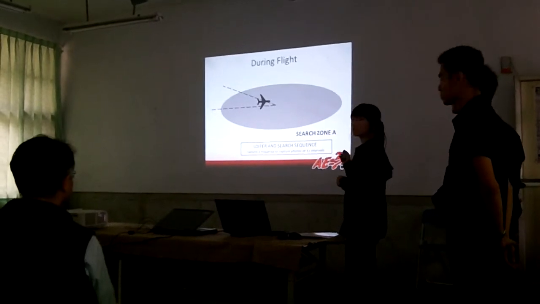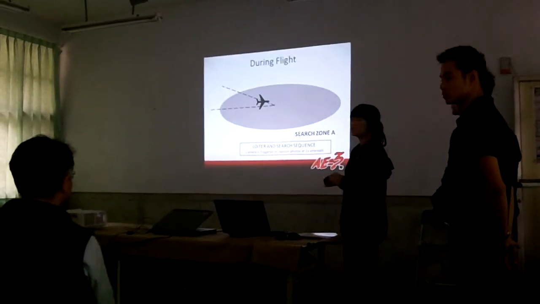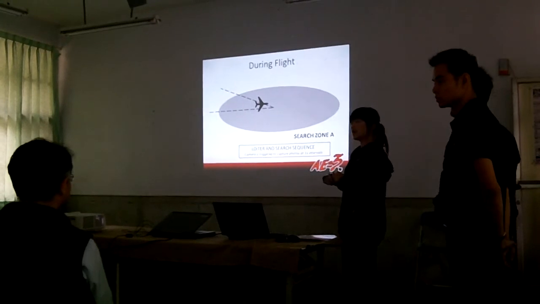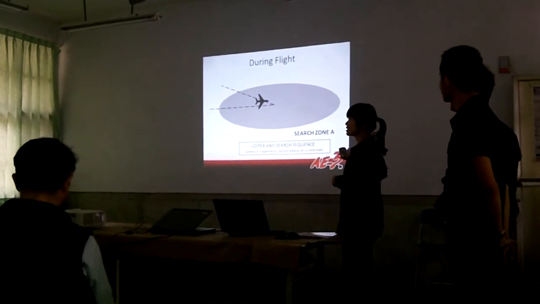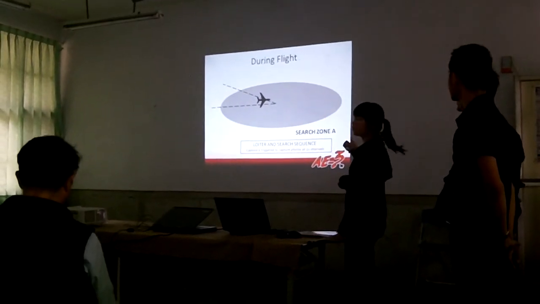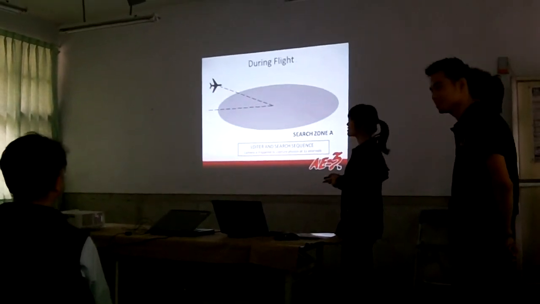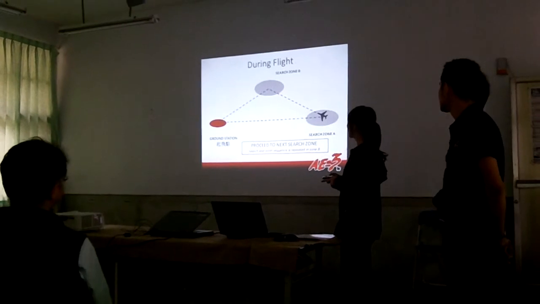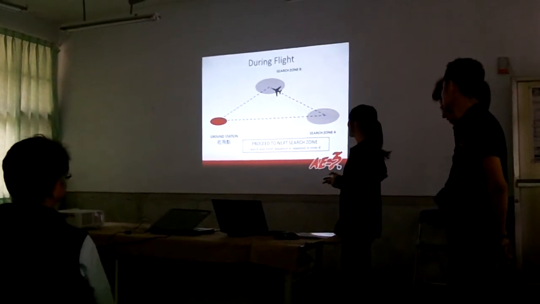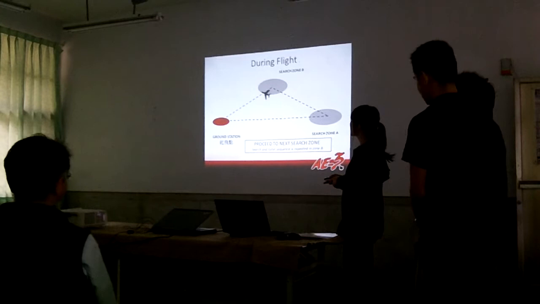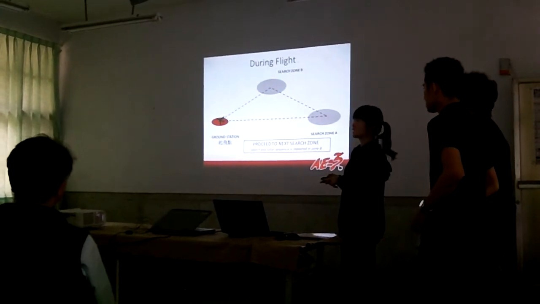So during the loiter and search sequence, the camera will be triggered and will capture image at 1 second intervals during the search sequence, during the search zone only. It will then proceed to the next search zone. As we enter into search zone B, we will perform the same search and loiter sequence, then return to the ground station.